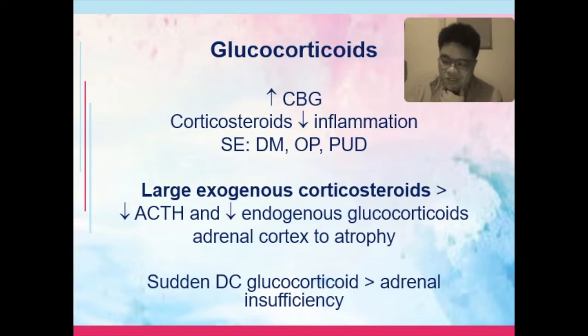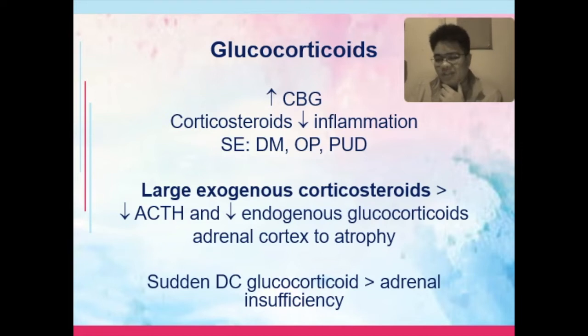When I say exogenous, it is outside of the body. It came from outside of the body. So recall that your corticosteroids are given to decrease the inflammatory process. The same function, class, is being done by your endogenous glucocorticoids. So when I say endogenous glucocorticoids, that is the glucocorticoids which are produced inside our body.